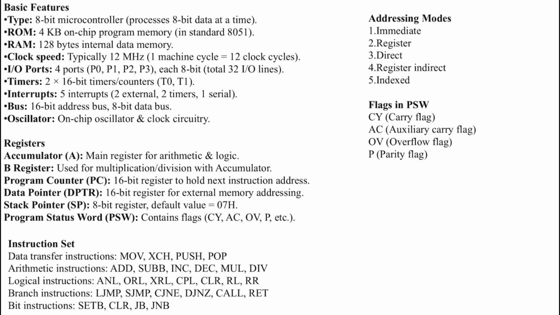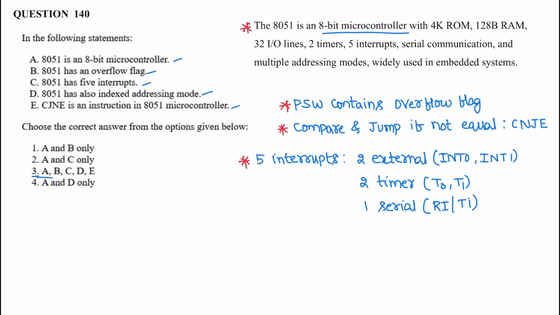Let us see important points here. CJNE is a branch loop instruction of 8051 microcontroller. Program status word contains the overflow flag. It has an 8-bit data bus. There are 5 interrupts, and it has indexed addressing mode. All statements are correct.